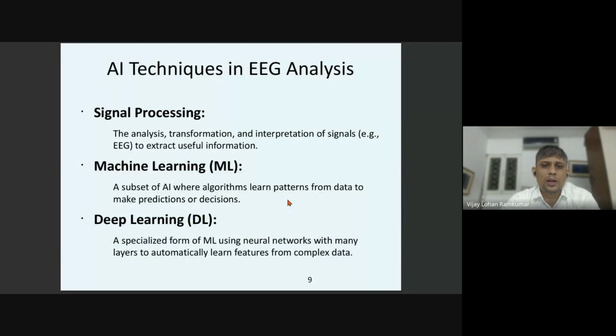Now in this section, we will be discussing what are the different AI techniques we can actually use to extract that information at different levels. The simplest level is signal processing, where we can make a small model which will just analyze the signal coming from the device and predict a basic parameter, telling us whether it is possible epilepsy or not.